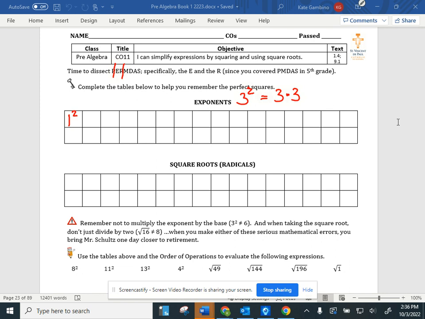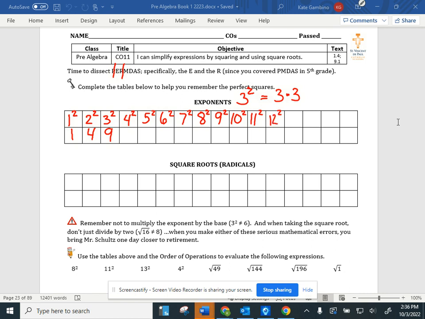So 1 squared is 1 times 1, so that's 1. 2 squared would be 2 times 2 is 4. 3 squared is 3 times 3, which is 9. 4 squared, 5 squared. You're going to see how well you know your multiplication tables to see if you know your perfect squares. And then I'm going to go back and I'm going to fill in what our answers are.